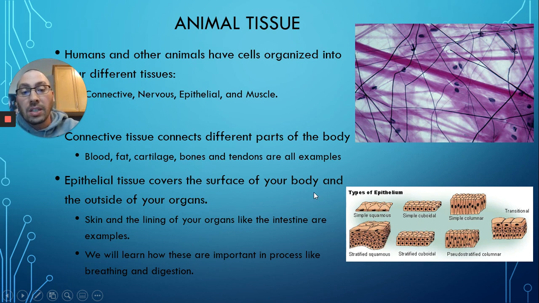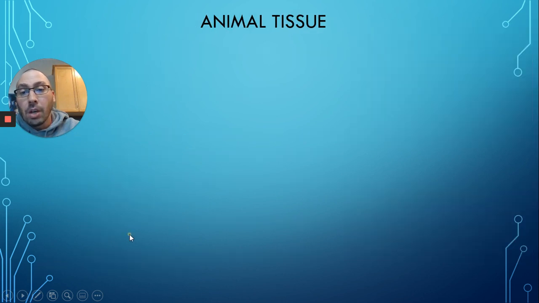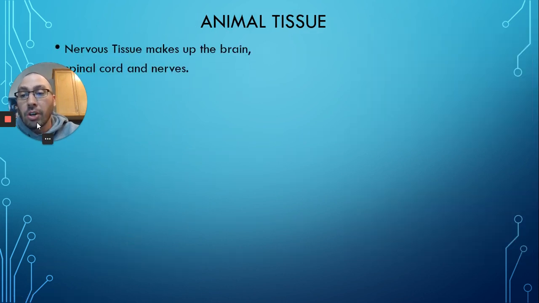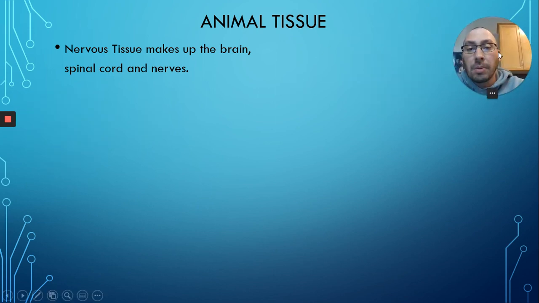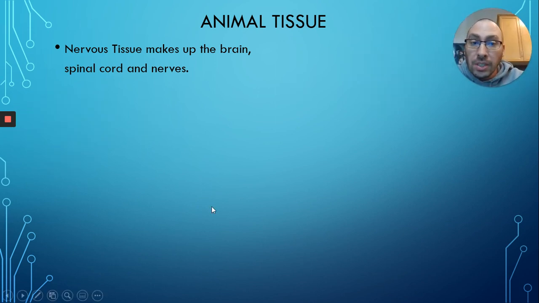However, we are going to need to know that there are some that are very, very thin, so thin that they're only like 1 cell layer thick. So tiny, tiny things. 2 more animal tissues. We have the nervous tissue. The nervous tissue makes up the brain, spinal cord, nerves, all those types of things.